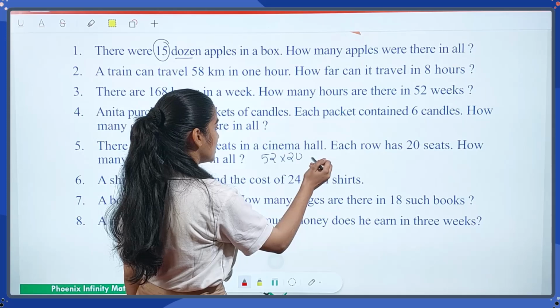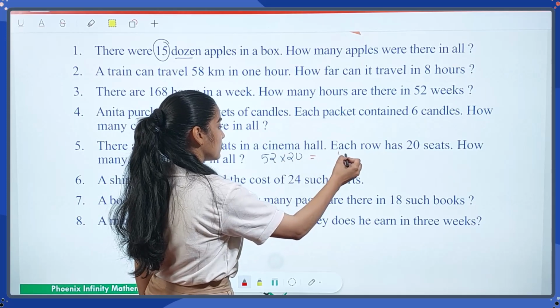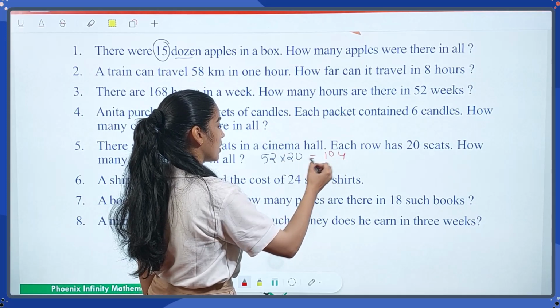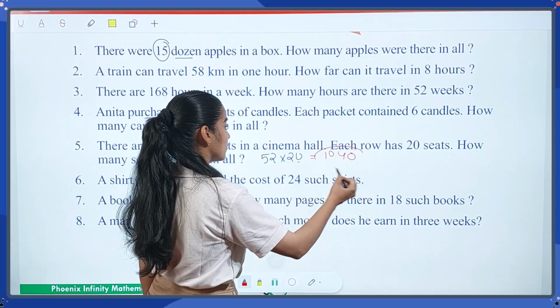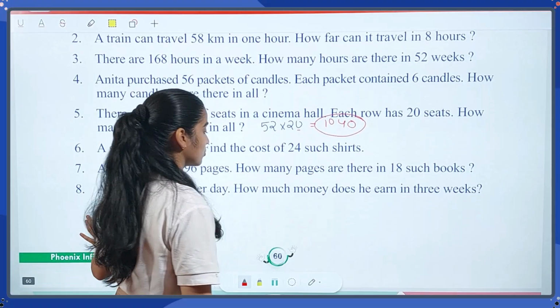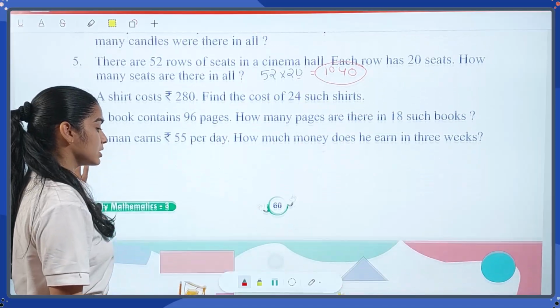And this is very easy. So 2 multiplied by 2 is 4, 2 multiplied by 5 is 10, and you have to add a 0 here. So 1040 is your final answer. So you can do the rest of the questions in the same way as I do.